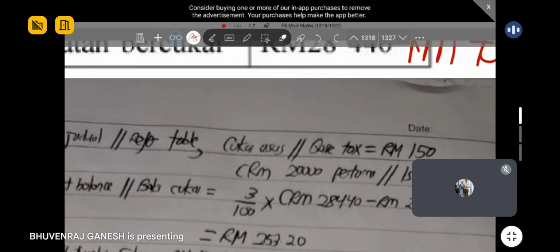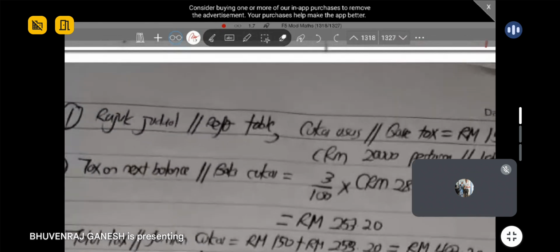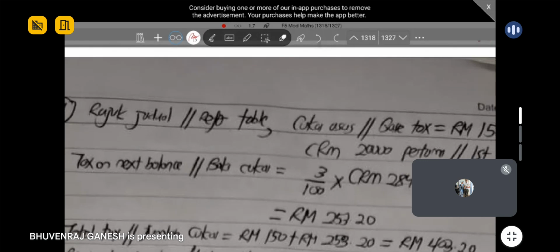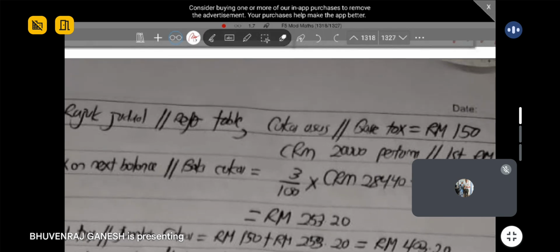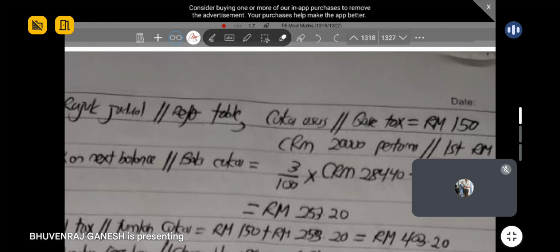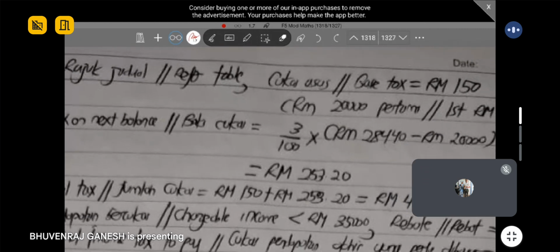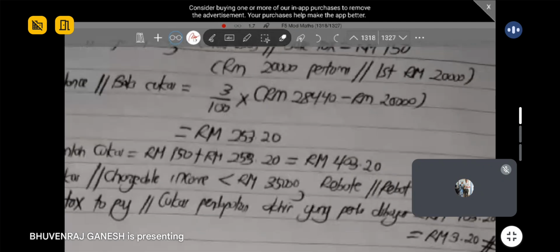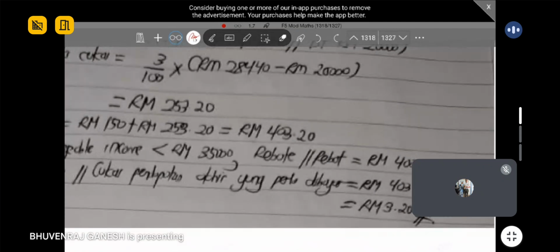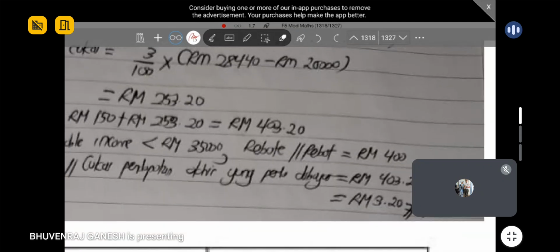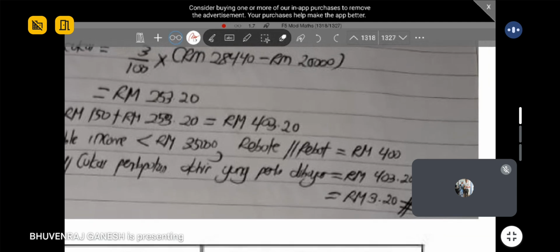Okay, then you will get the answer and then you find your total tax, jumlah cukai. Take the first answer plus the second answer. You get this answer. And always remember, here got rebate, right? Dia ada rebat. So you must minus RM 400 at the end. So guys, can you see your final answer? 320.